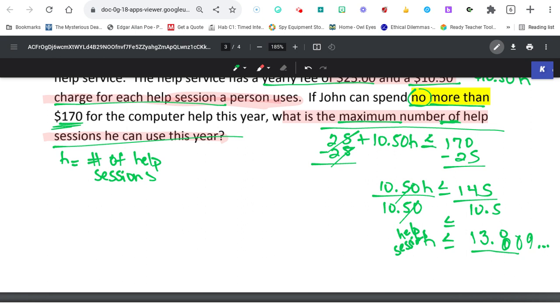So what number makes sense? It has to make sense in the context of the problem. What amount of help sessions could be less than 13.8? Well, a whole bunch of them, but I want the maximum number of help sessions. Knowing you can't get 13.8 help sessions, like you can't call and cut your call off and be like, oh, I'm at point 8 of my call, let me hang up real quick. No, we don't do that in real life, so that doesn't make any sense. So 0.8 doesn't make any sense, so I can just say 13 help sessions is the maximum number of help sessions I can have.